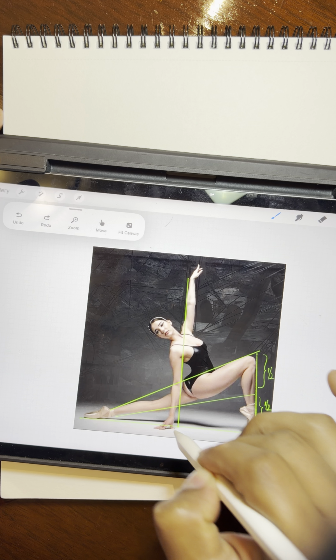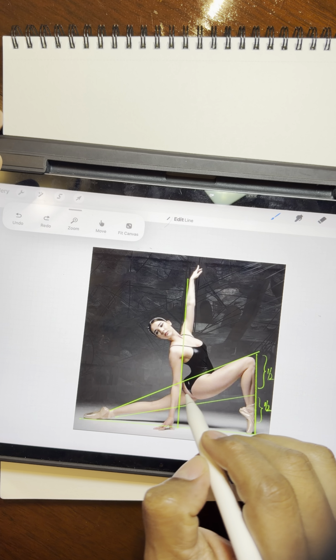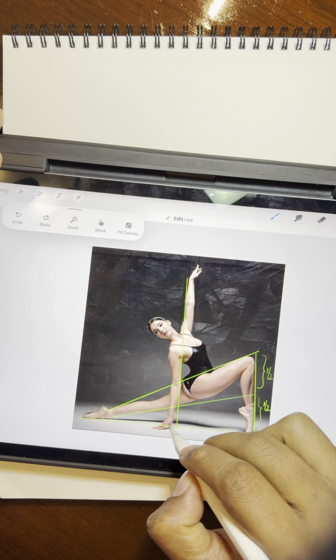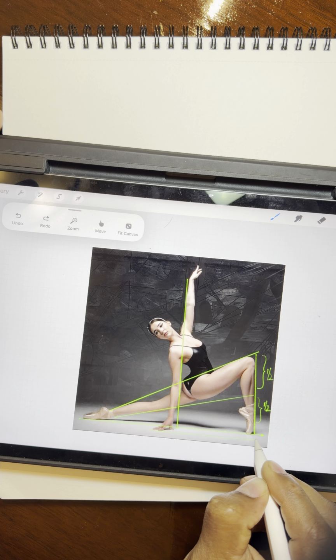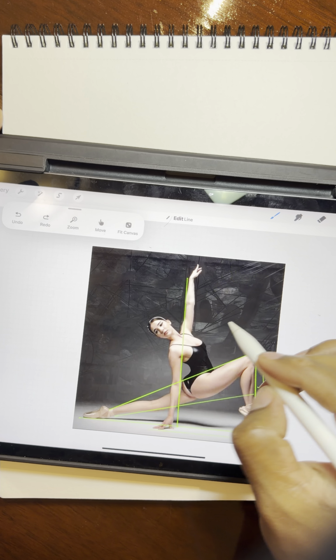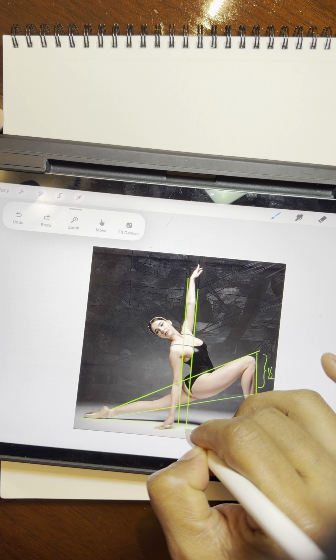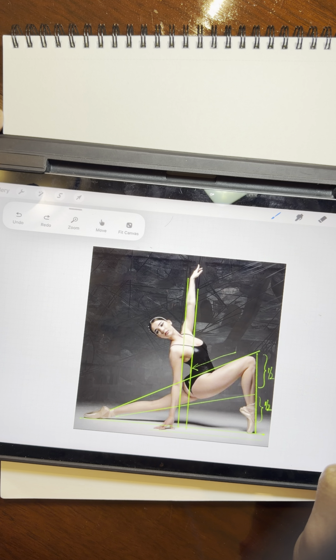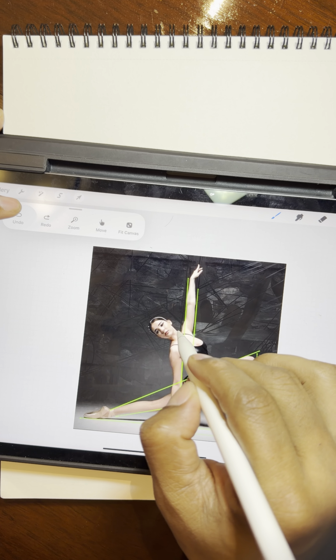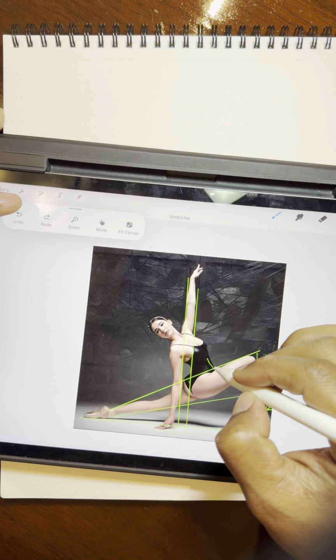If I draw a straight line here, see, on either side of the line, two hands are actually there. So the right hand is on the right side of the line and the left hand is on the left side. Now if I draw this, it is touching the lower back.